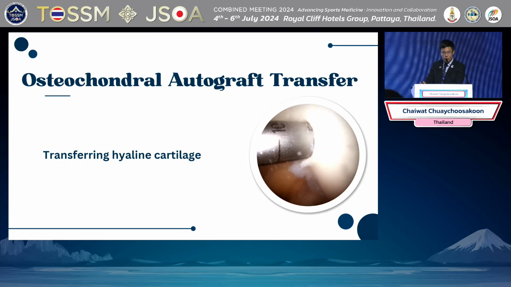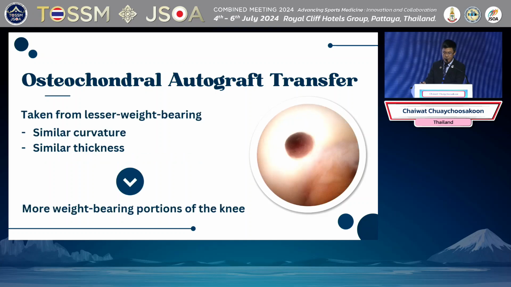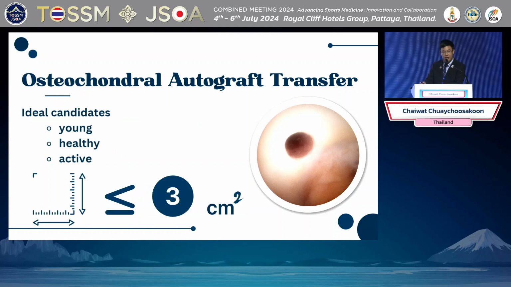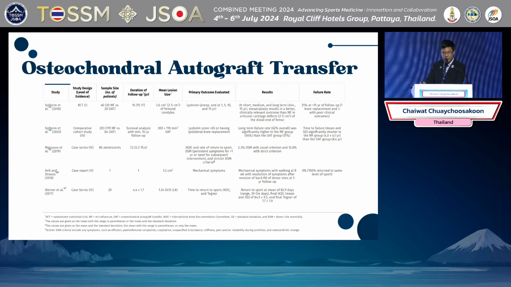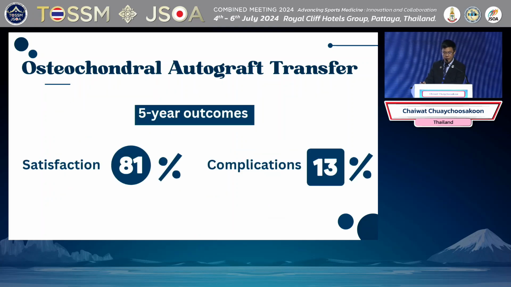Now, let's move to OAT. OAT is the concept of transferring hyaline cartilage. We take it from a lesser weight-bearing area with similar curvature and similar thickness, and move it to the weight-bearing area or the defect region. The candidate for OAT is a young, healthy, and active patient, and the lesion should be less than 3 square centimeters. For the literature review, we found that the 5-year outcome of OAT is quite good.